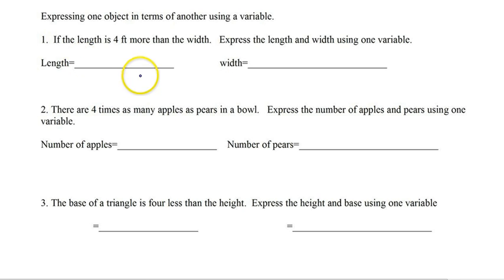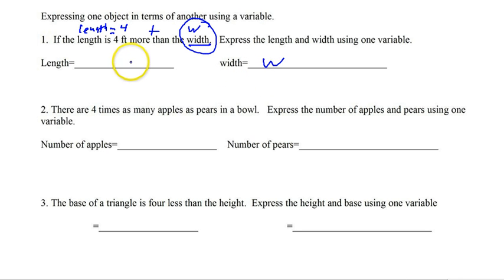So one of these will be x, and one of them is going to be an expression. Well, if you read the problem, it's going to tell you which one you're going to assign, which is the best choice. If the length, right, here's the length, equals 4, more than means plus, width. And we say w. Right there, we just defined the variable. If you introduce a letter, it has to have some sort of meaning, and in this case, it was the width. So the width is w.